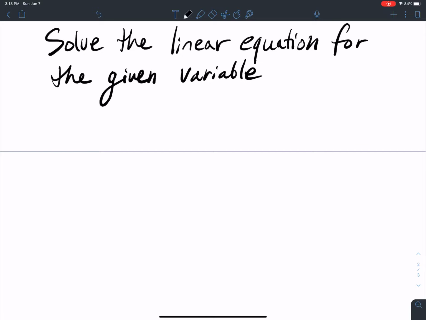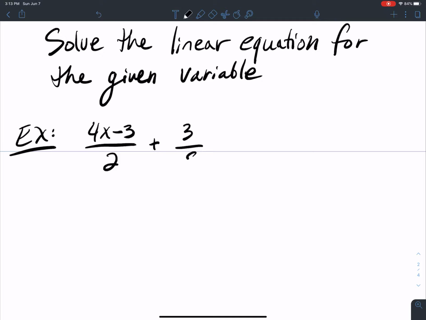So in this video, we're going to solve the linear equation for the given variable. So our first example here is (4x minus 3) divided by 2 plus 3 over 8 equals 7x plus 3 over 4.